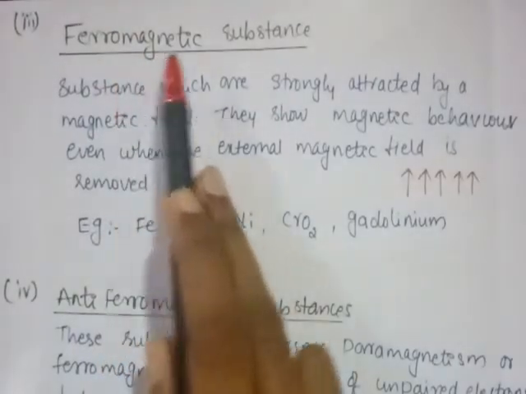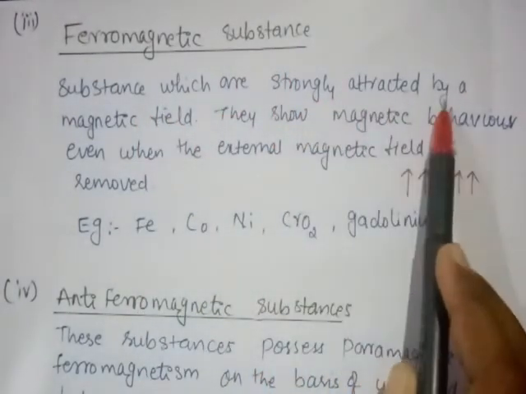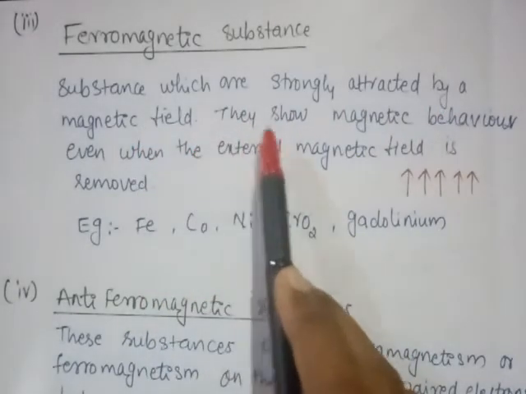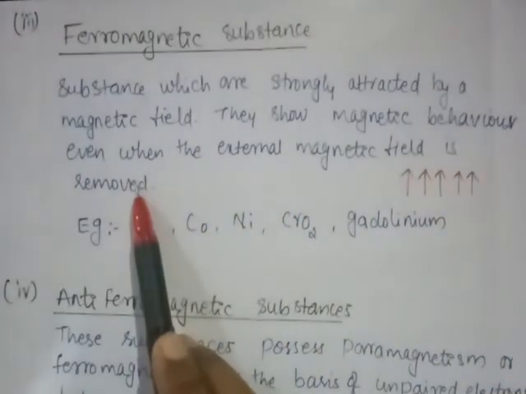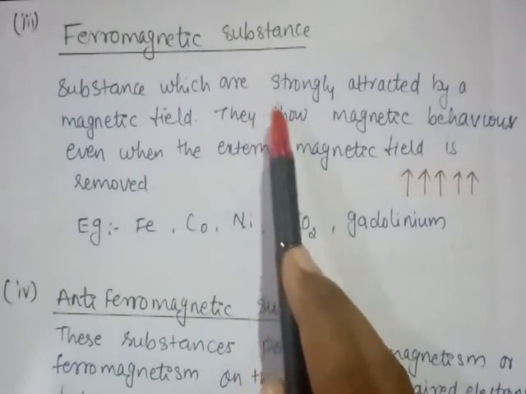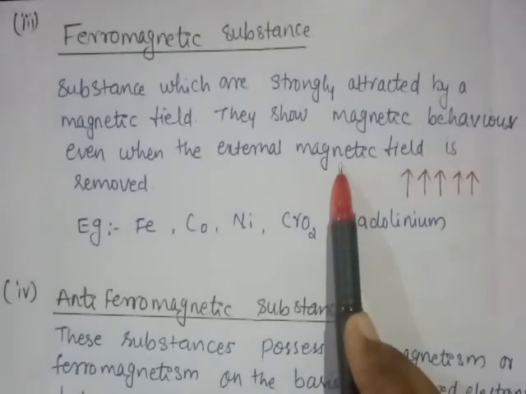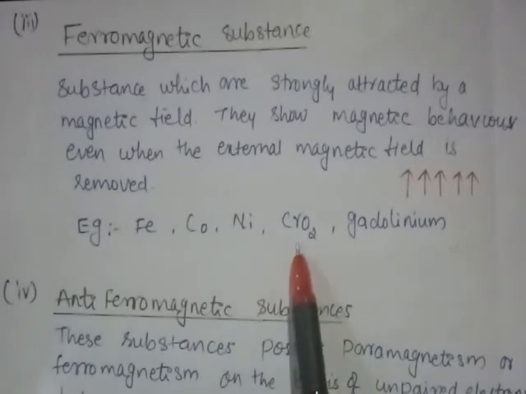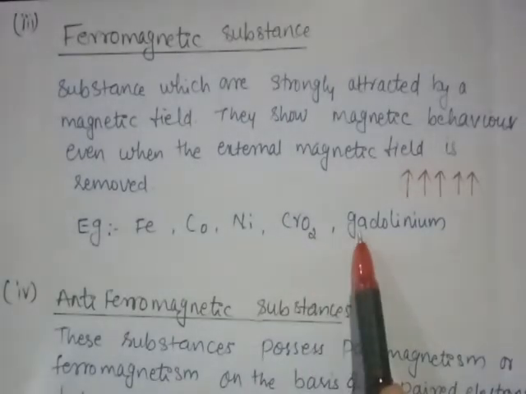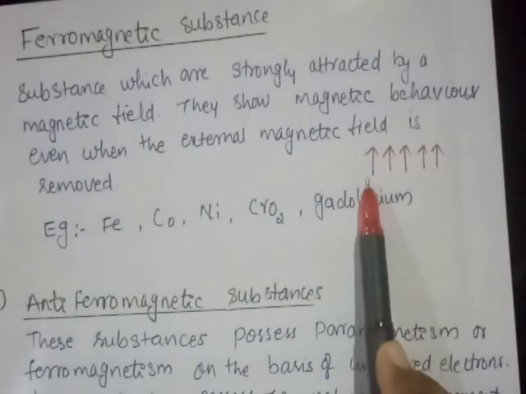The next one is ferromagnetic substance. It means substance which are strongly attracted by a magnetic field. They show the magnetic behavior even when the external magnetic field is removed. So ferromagnetic substance means they are strongly attracted by the magnetic field. Even when we remove the external magnetic field, they will show the magnetism. The examples are Fe, Co, Ni, CrO2 and gadolinium. Okay, the other one is antiferro and the alignments are like this. The alignment of magnetic momentum is like this.